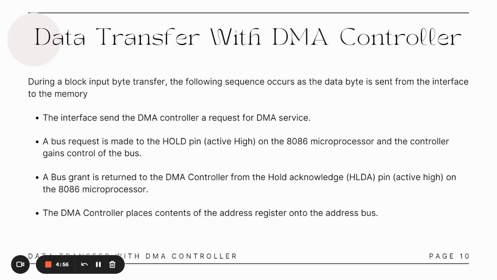Data transfer with DMA controller. During a block input byte transfer, the following sequence occurs as the data is being sent from the interface to the memory. The interface sends the DMA controller a request for DMA service. A bus request is made to the hold pin, active high, on the 8086 microprocessor, and the controller gains control of the bus. A bus grant is returned to the DMA controller from the hold acknowledge HLDA pin, active high, on the 8086 microprocessor. The DMA controller places the contents of the address register onto the address bus.